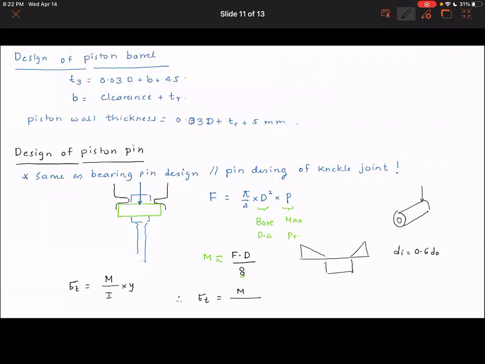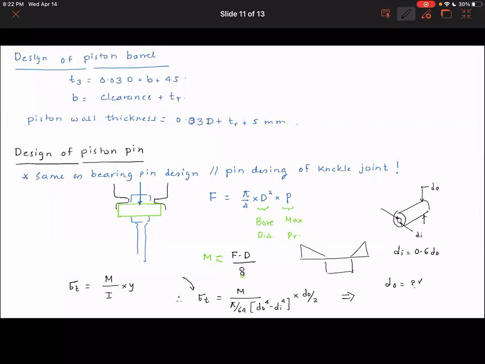So if this is DO, the DI is 0.6 times DO. So I is pi by 64, D outside to the power 4 minus D inside to the power 4, multiplied by D outside by 2. And the only unknown in this equation is DO. So we should be able to find out.